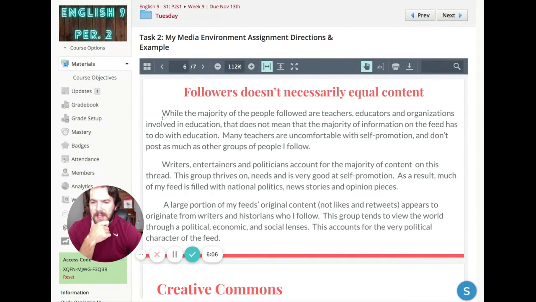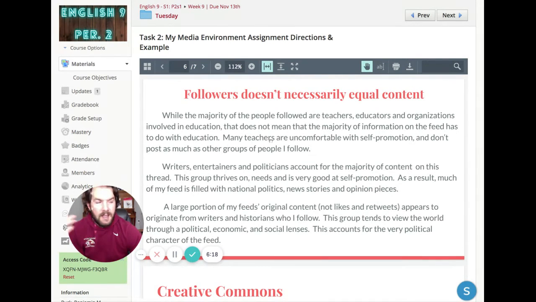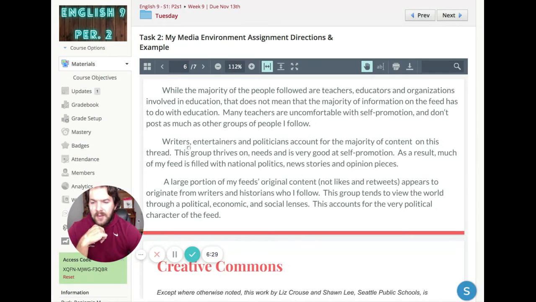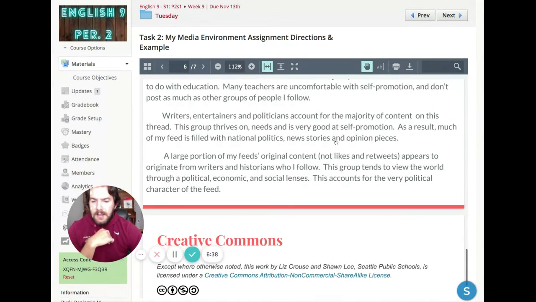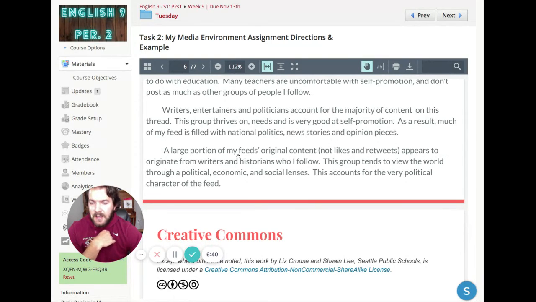So he looked at his personal media consumption. It said most people he follows are teachers, educators, organizations involved in education. But that doesn't mean the majority of the information he sees comes from that. So he's looking at these accounts, I have of my top 30 accounts that I see, they come from all these different people, but it's not necessarily all the content I see. He said that writers, entertainers, and politicians make up the majority of the content. So that's because that's a self-promotion group. And then lastly says a lot of the feed is original content, not likes and retweets. Okay, so he's kind of evaluating what's the type of content out there.